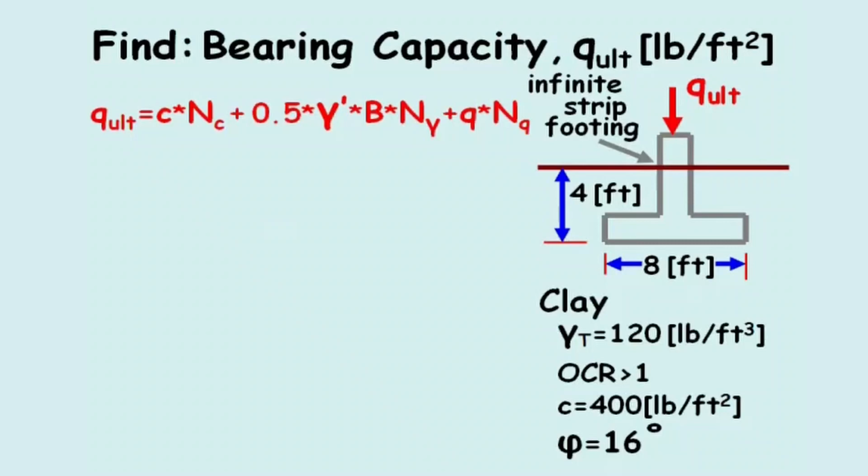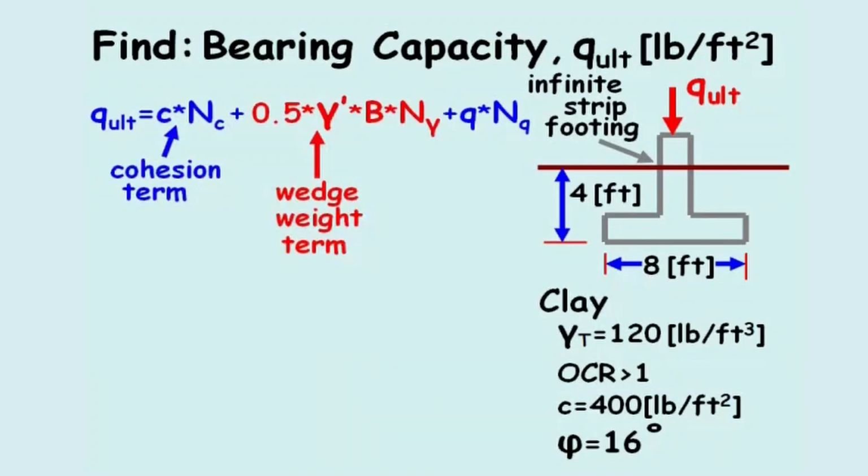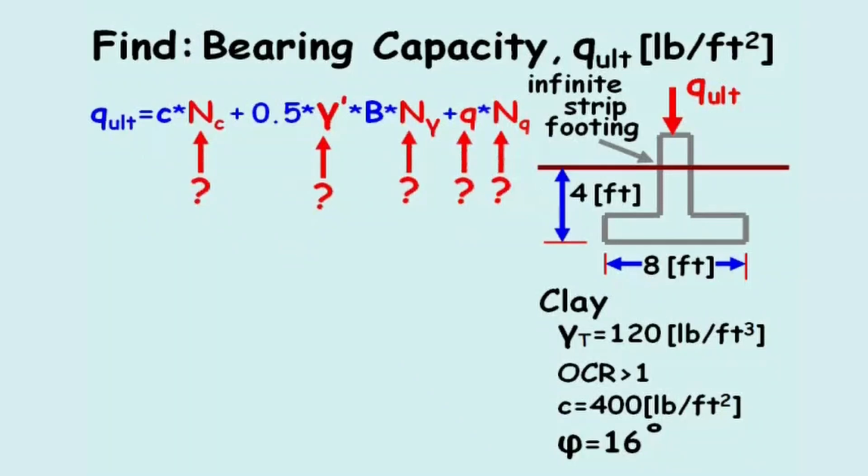We begin by writing out our equation for the ultimate bearing capacity of an infinite strip footing. This equation sums the resisting forces from cohesion, the wedge weight, and the overburden of the soil. In this problem, we are neglecting the footing thickness, assuming it to be 0. We begin by determining which variables we need to calculate.